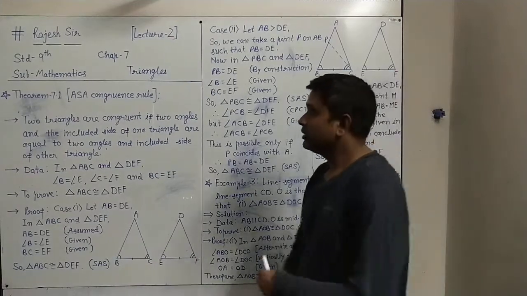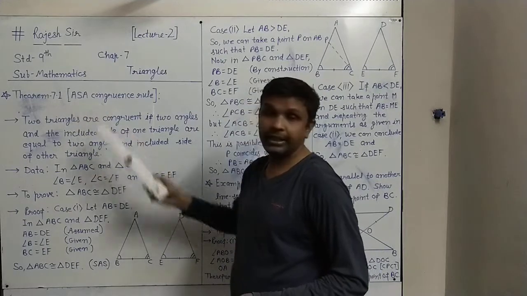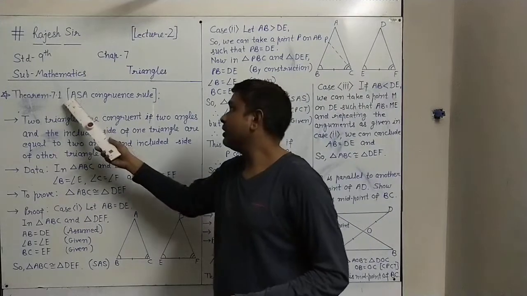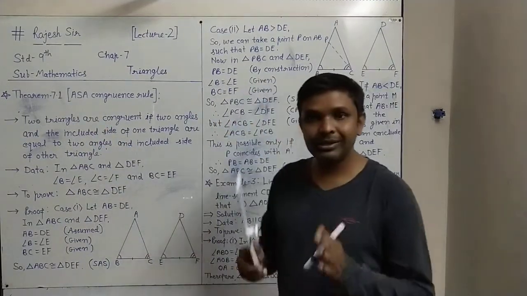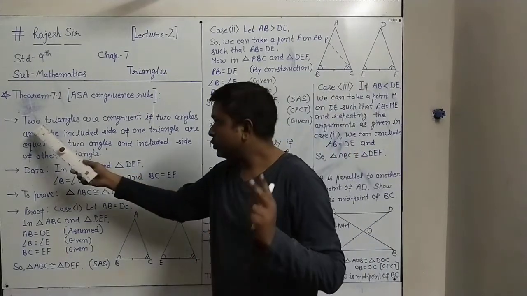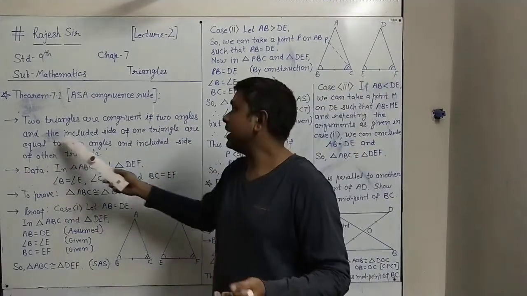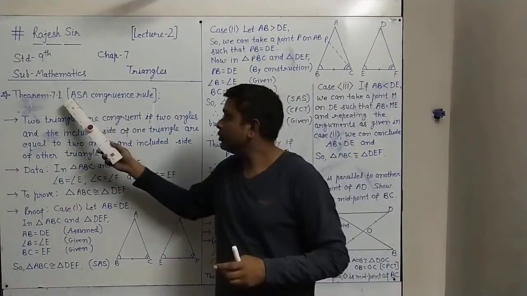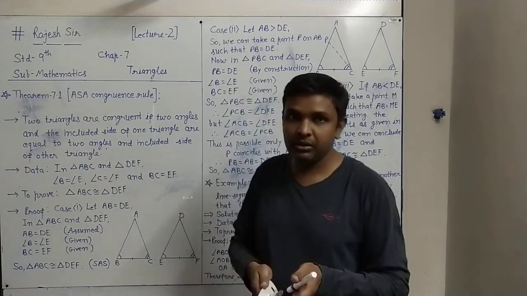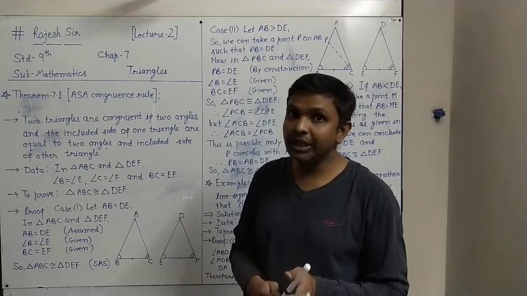So here we will see theorem number 7.1. It is also called the ASA congruence rule. ASA means angle side angle. What is this rule? Two triangles are congruent if two angles and the included side are equal. Included side means the side between the two angles.